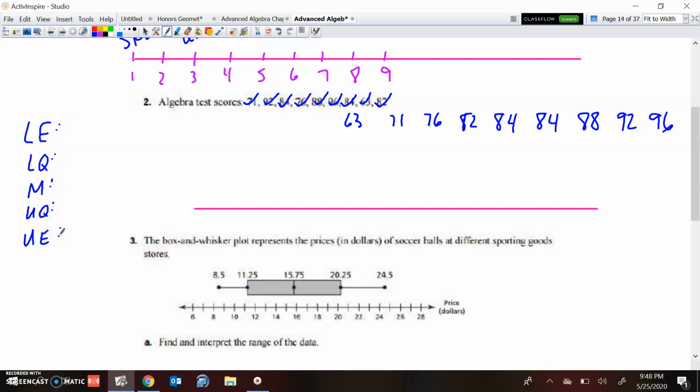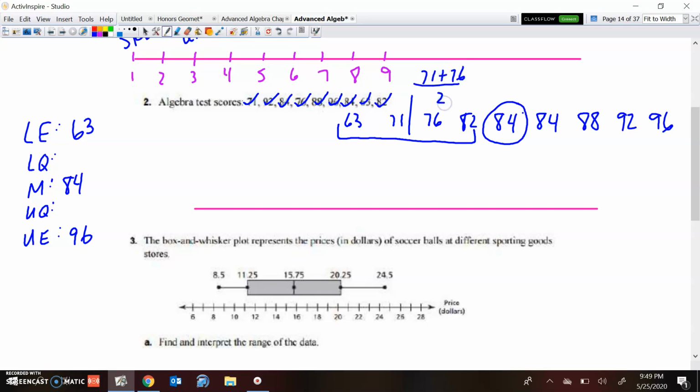My lower extreme is my smallest number, 63. My upper extreme is 96. My median is right here in the middle, it's 84. And then my lower quartile is the middle of these. So if you aren't sure what it is, you can go ahead and do 71 plus 76 and divide it by 2. You're really just finding the average of those. So that's what we get for that one. We're going to get 73.5.